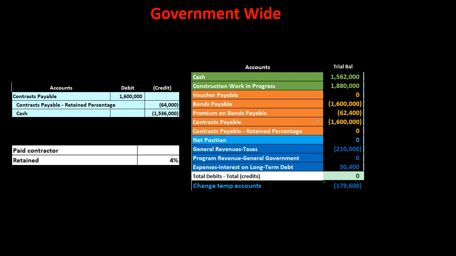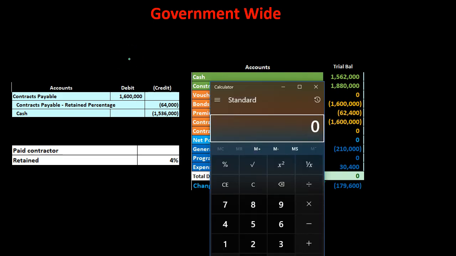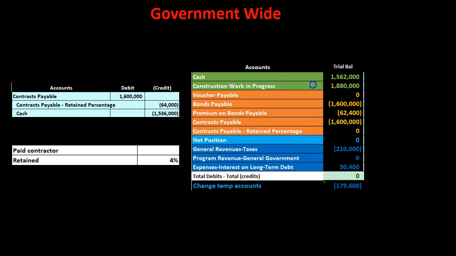So to do that, we're going to say that the contracts payable is going to be debited. So here's the contracts payable for the full amount. We're going to debit the full amount to take it off the books, but we're going to put 4% of it, or $64,000, into contracts payable retained, which is 1,600,000 times 0.04. So 64,000. We're going to keep that. We're going to put it into a different payable, so we'll track it somewhere differently. And then the cash will be the difference.